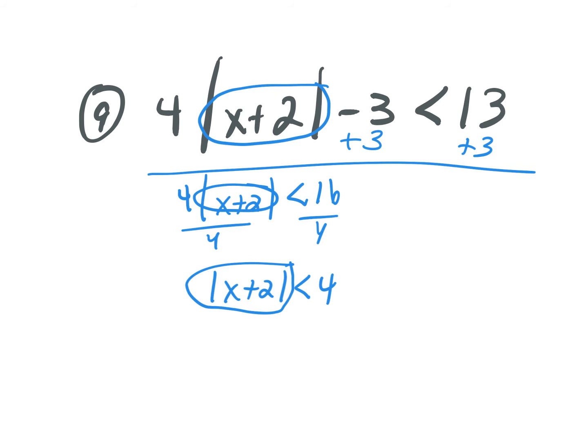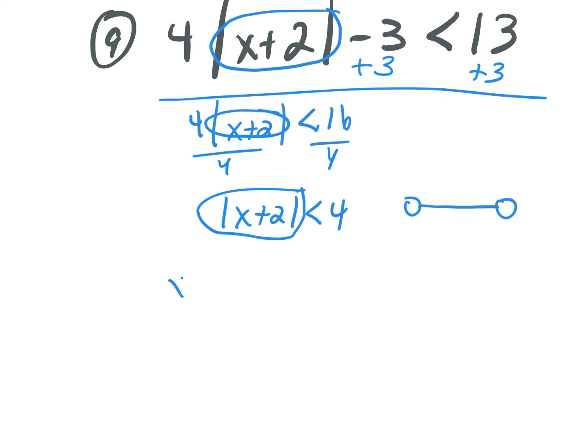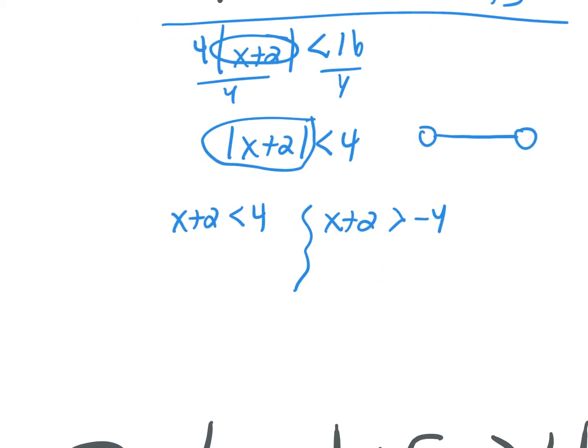Can this be true? Can the absolute value of something be less than 4? Yeah. Could it be less than -4? No, but it can be less than 4. So less than means I'm going to have open dots because it's not "or greater than or equal to," and I'm going to color in the middle for less than. So I have x plus 2 is less than 4, and x plus 2 is greater than -4. Remember to flip the inequality sign and the sign of the answer.